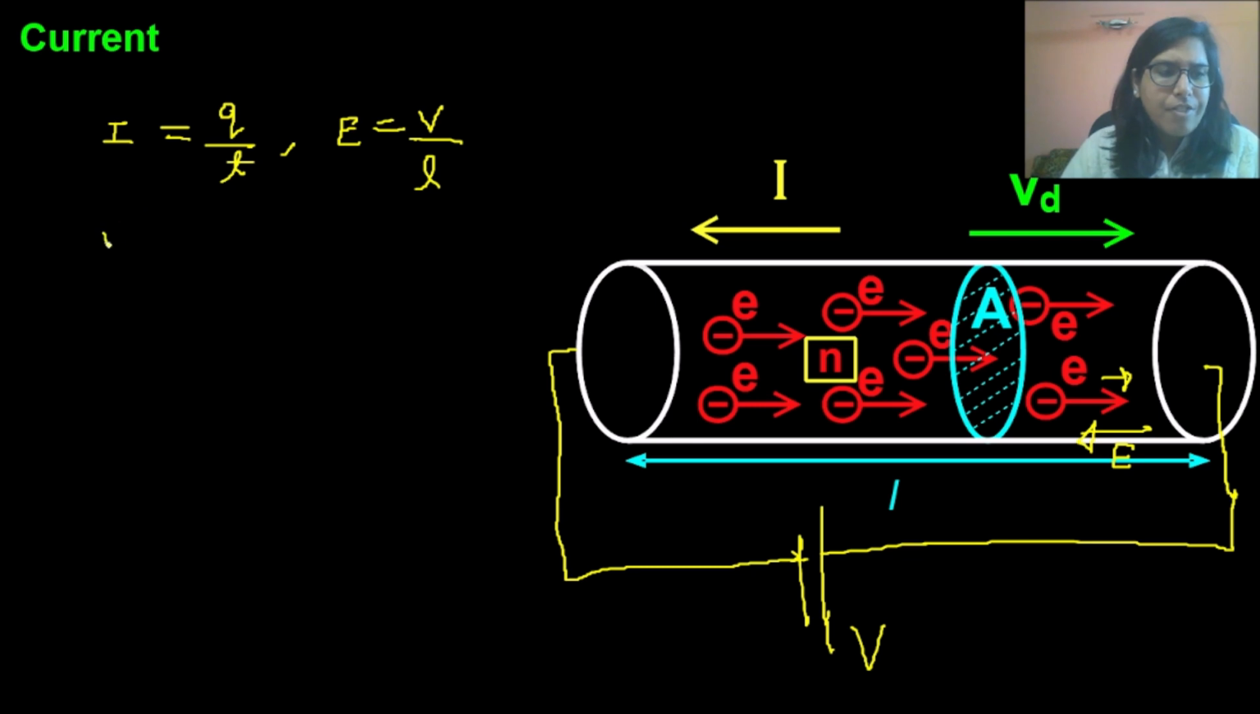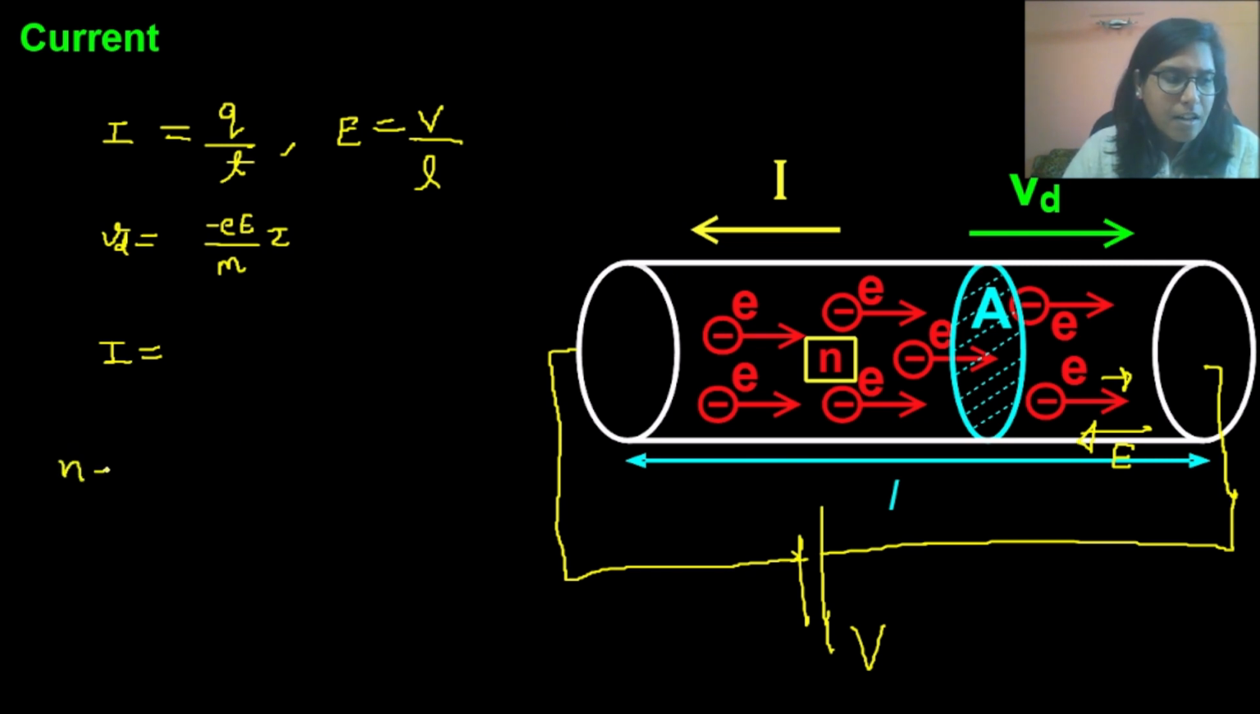Now we have seen Vd equals minus eE by m into tau. Here Vd is the drift velocity, E is the electric field, and e value is 1.6 into 10 raised to power minus 19 coulomb. m is the mass of electron, and tau is the average time between two consecutive collisions. Right? Now I equals Q by t. That means Q is the total charge flow through this cross section.